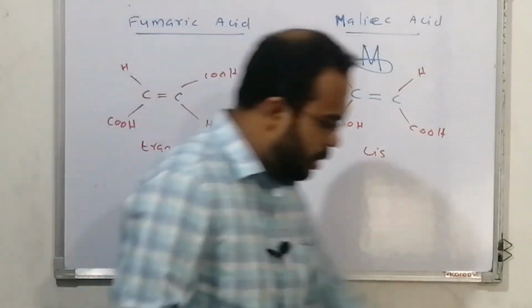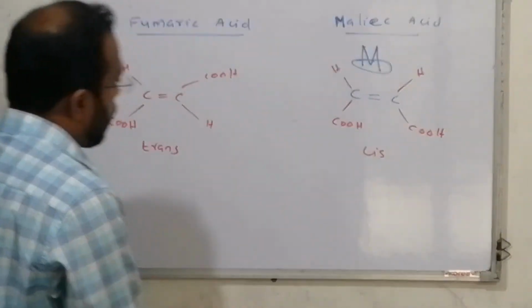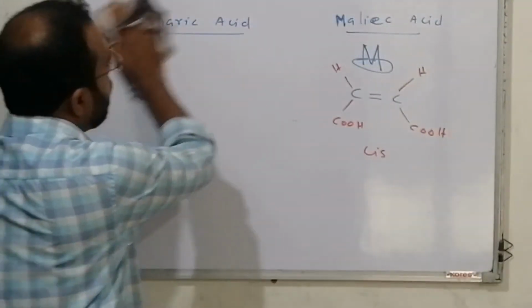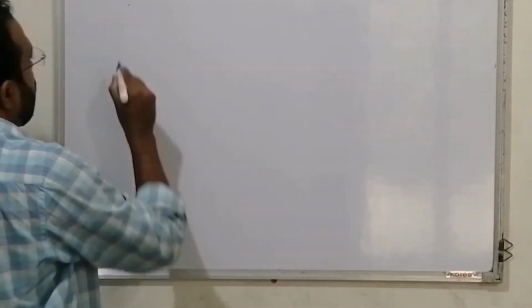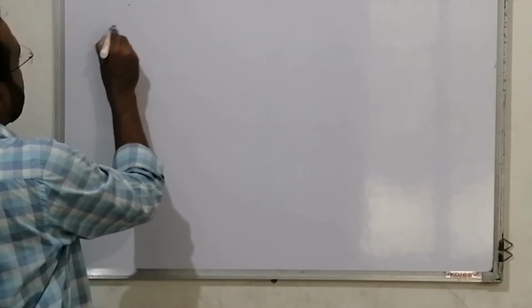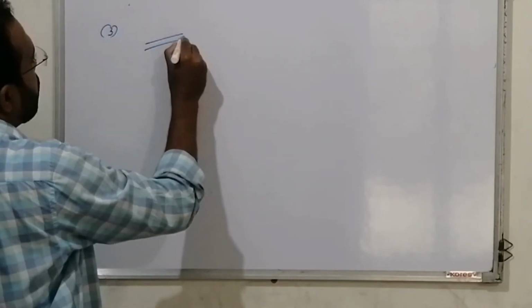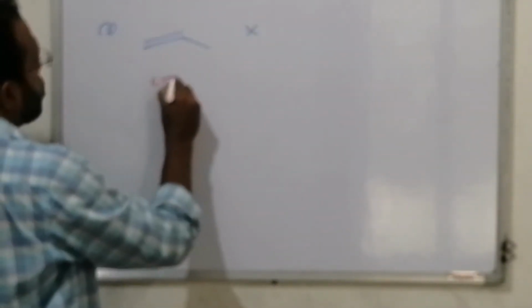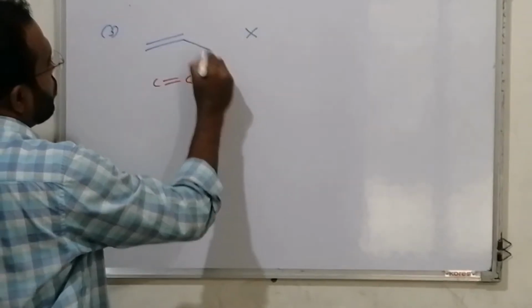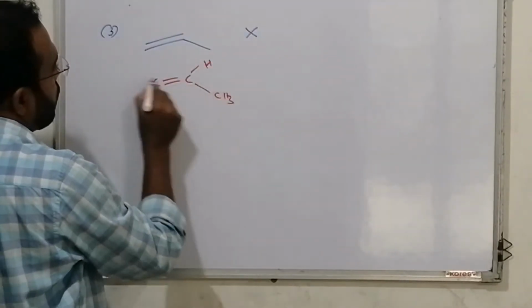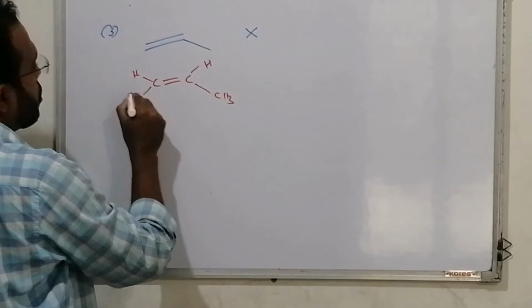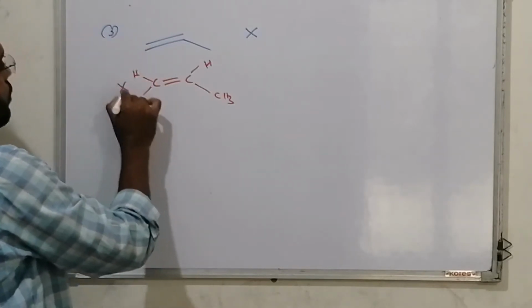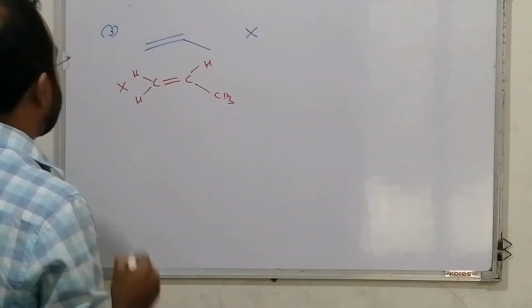This is a type of geometrical isomerism shown by alkenes. I will write one more example, a third example. Suppose you have a molecule like this. This cannot show. Why? Because this is our carbon-carbon double bond. This side is hydrogen, this side is CH3. This side is H, this side is H. Therefore, these groups are same, so this is not geometrical isomerism.